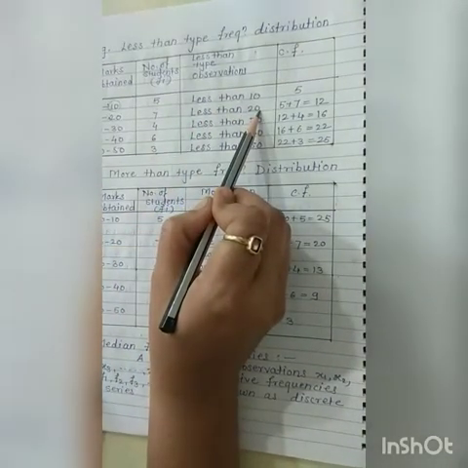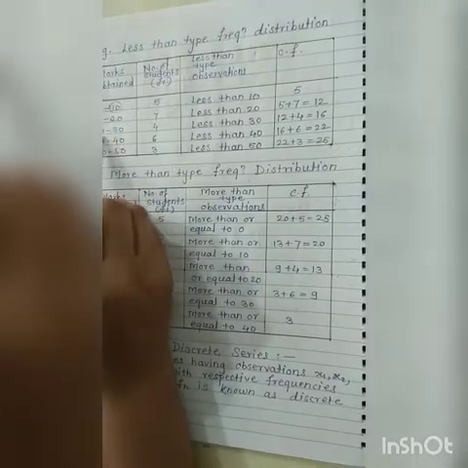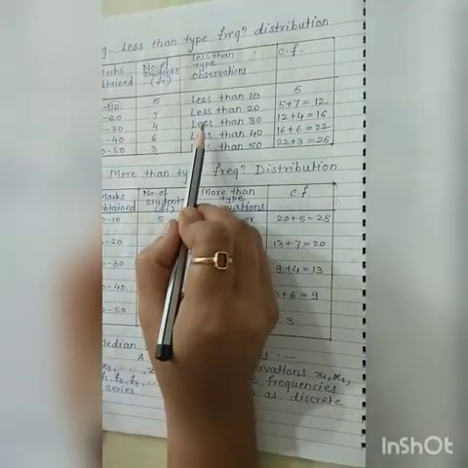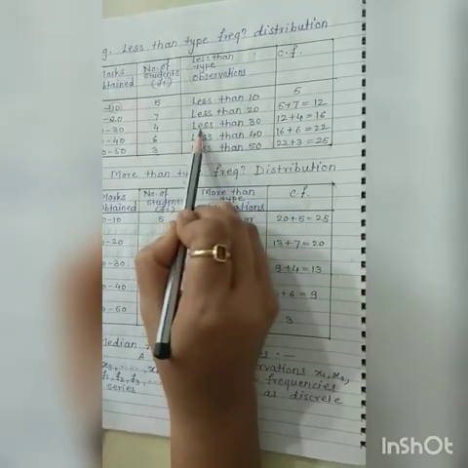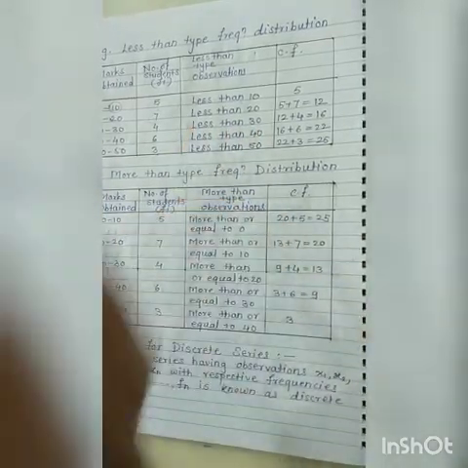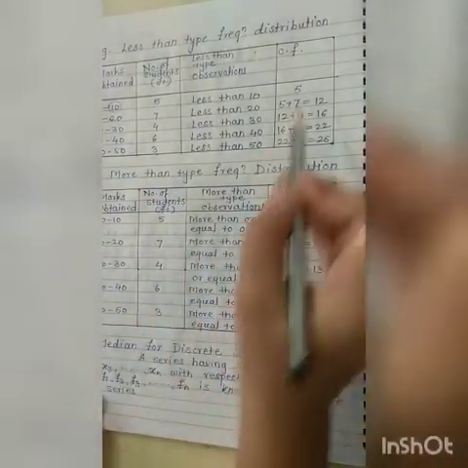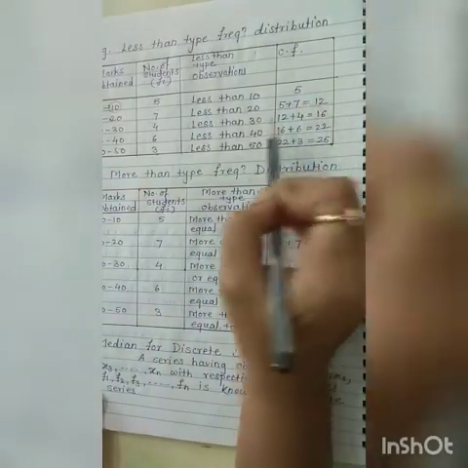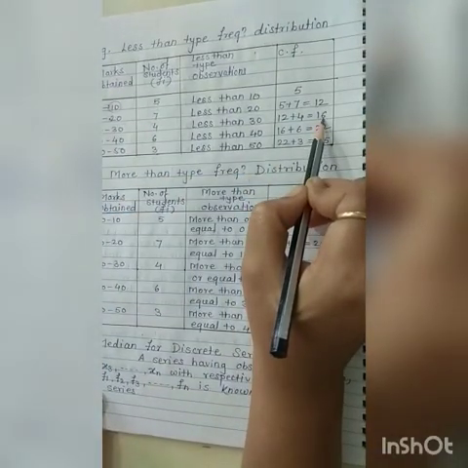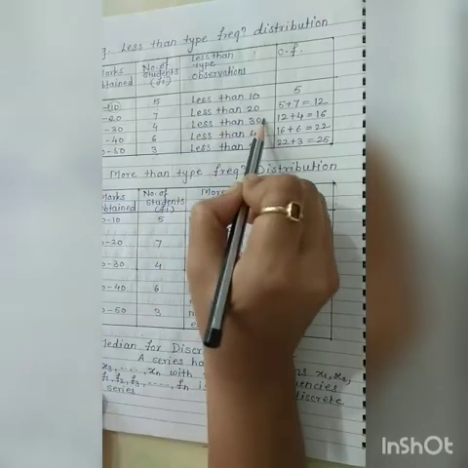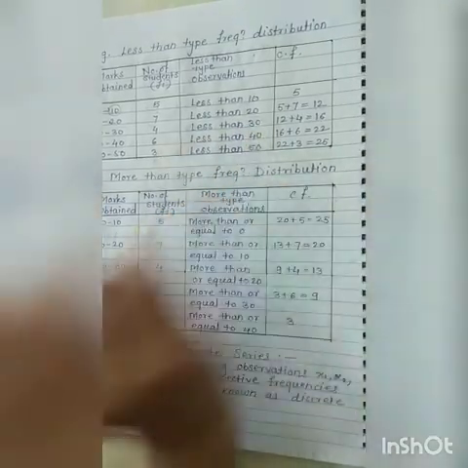Similarly, for the third class interval, the less than type observation is less than 30, which includes the number of students from all the previous class intervals. So we are going to add 12 plus this 4, which is equal to 16. This is the cumulative frequency of this class interval.